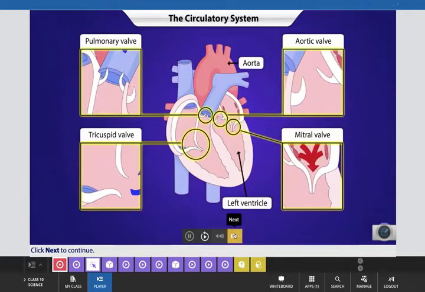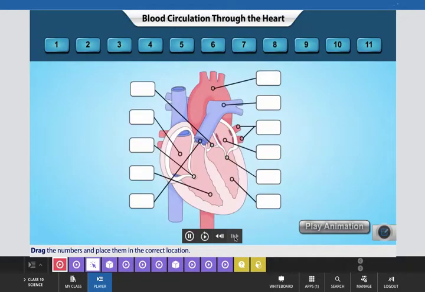Now, let's try a small activity. Trace the sequence of blood flow through the heart by placing the numbers in the correct slots. Start with the flow of deoxygenated blood from the body into the heart.